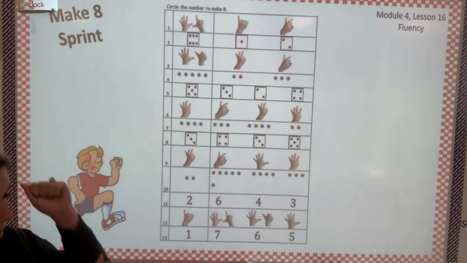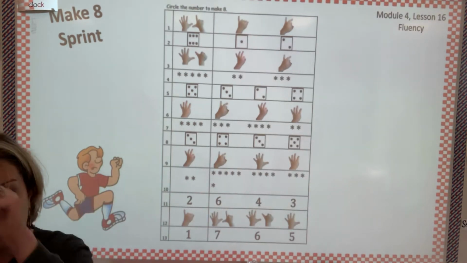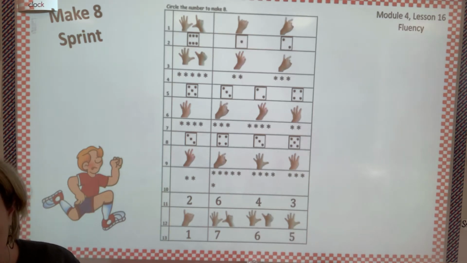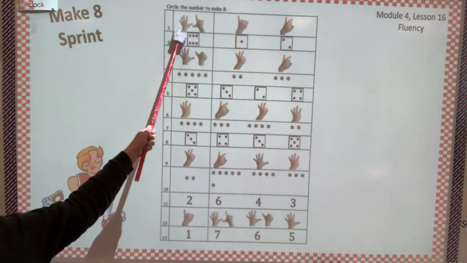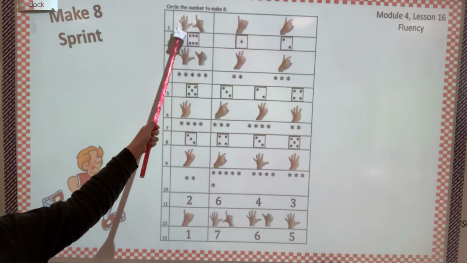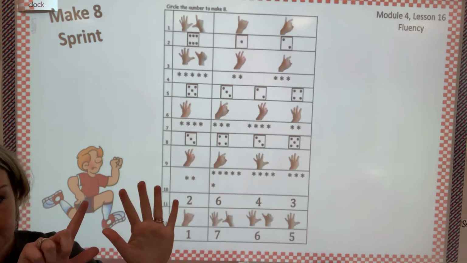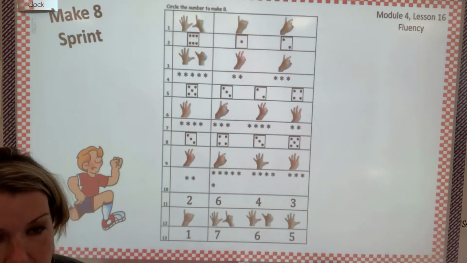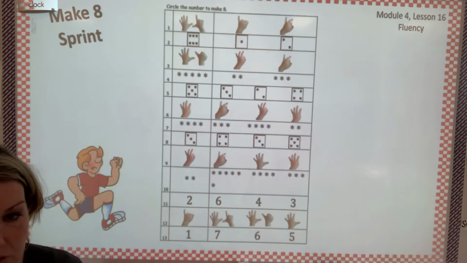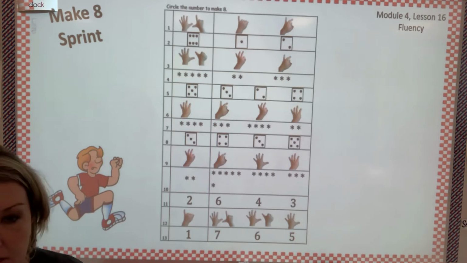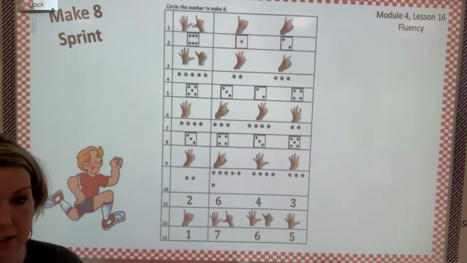Okay, let's take a look at our warm-up this morning. This is a sprint. That's why it's got the man running. But we're going to try to do it quickly. So it's called circle the number that makes 8. So look up here. See these friends' hands? You see the number 7. I need to make 8. Here's the fastest way I know how to do it. Can I teach you the fastest way, the trick? All right, I'm going to teach you the trick.